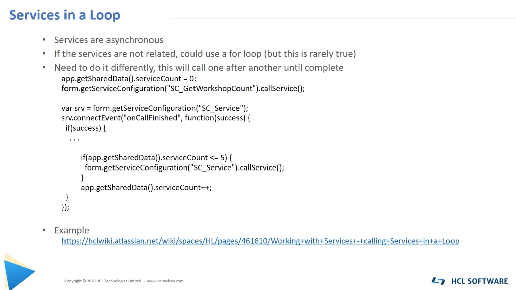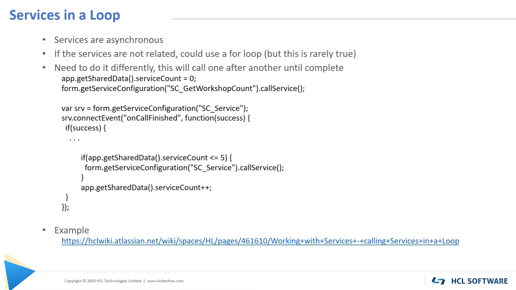Services in a loop. Now I've included this because it's a question that has come up often, and it's something that I've had to help people do. Services are asynchronous. So when you trigger a service, it spawns a thread and it goes off and does its work, and then it comes back. And so if you know that you need to trigger multiple services in a row, or maybe you have a set of services that are reusing inputs, and that means you have to trigger them one at a time, then you can't use a for loop.